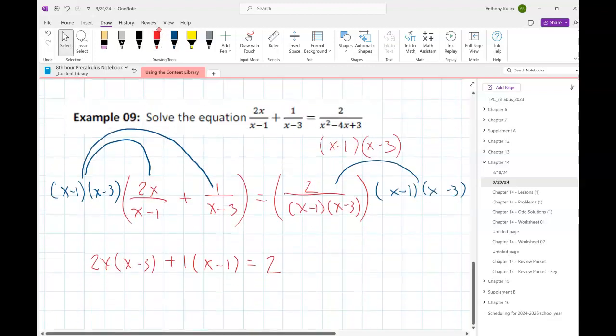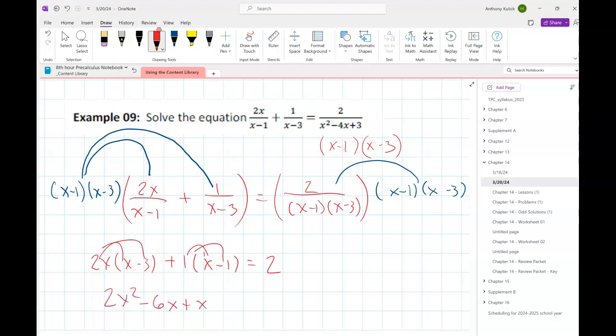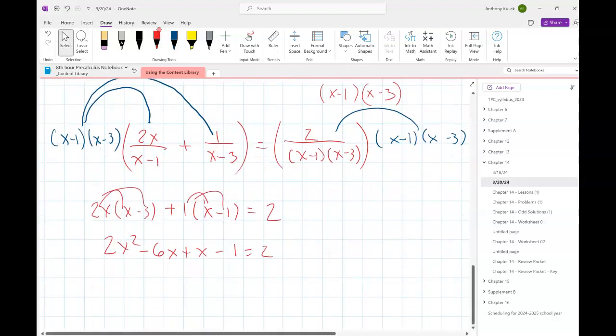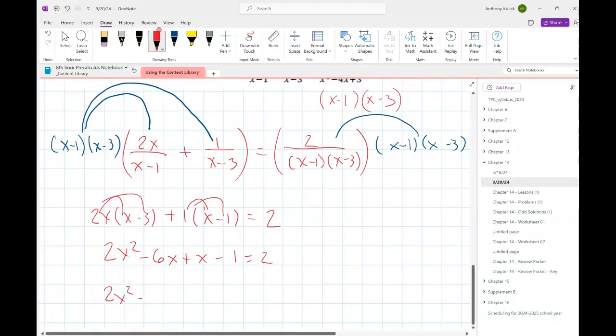All right, let's just multiply stuff out. Bloop, bloop, bloop, bloop. I'll combine some like terms and then move everything onto one side. Everybody happy so far?